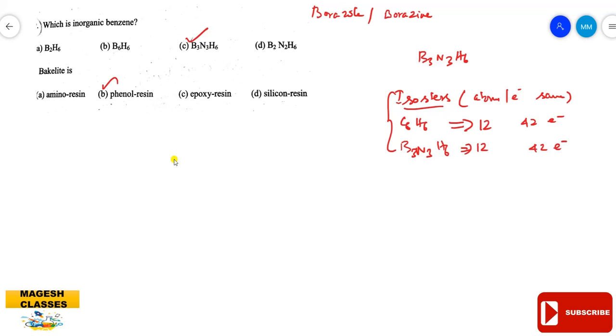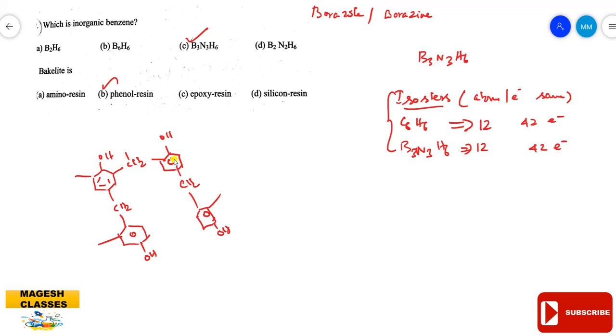Phenol resin Bakelite is a combination of phenol and formaldehyde, and the phenol and formaldehyde are joined together by many CH2 groups. It is also attached at the para position. Here the CH2 group. So a large number of carbon atoms are present, and it is a solid or semi-solid. It is a semi-solid thermosetting plastic. So phenol resin is nothing but Bakelite.